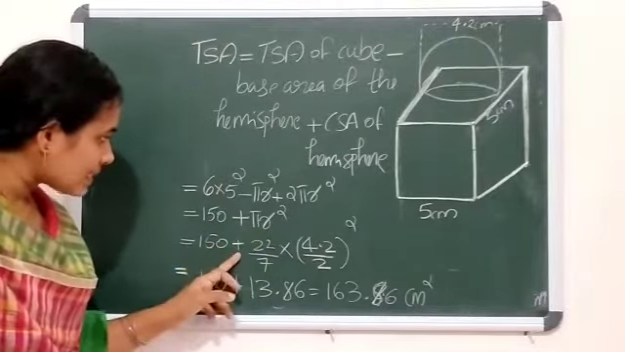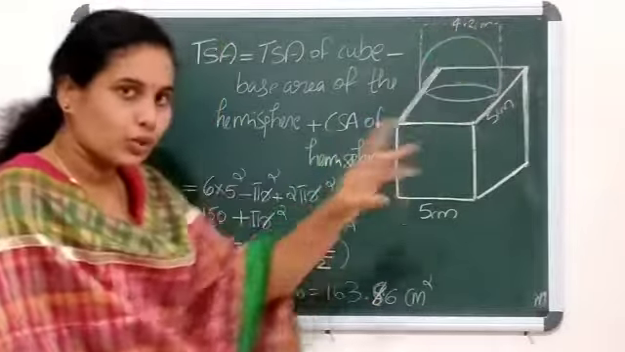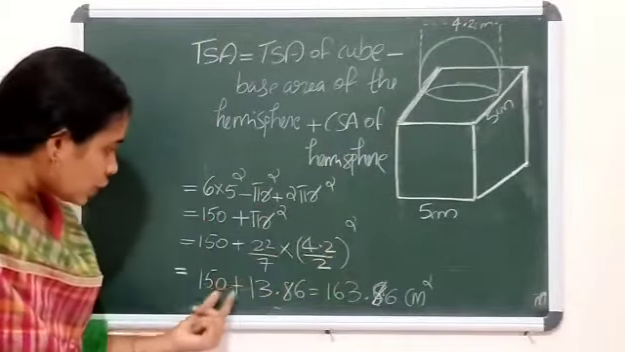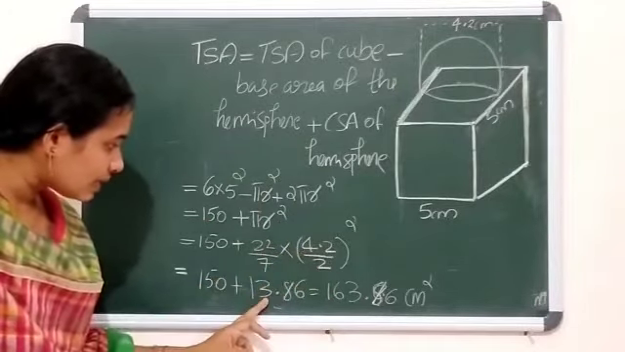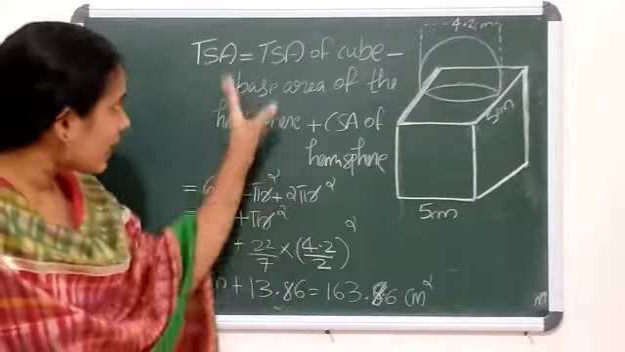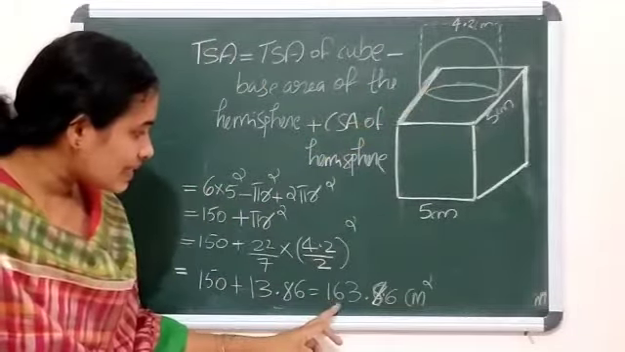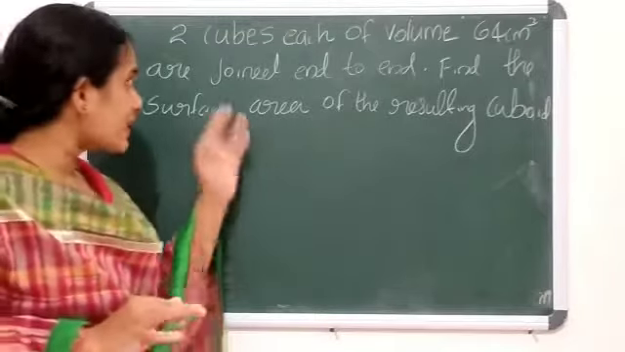That is 150 plus pi, which is 22 by 7. Diameter is given to be 4.2. So, the radius is 4.2 by 2, r square. So, 150 plus, when you compute this, you will get 13.86. So, the final answer, the total surface area of this new solid is 163.86 centimeter square.